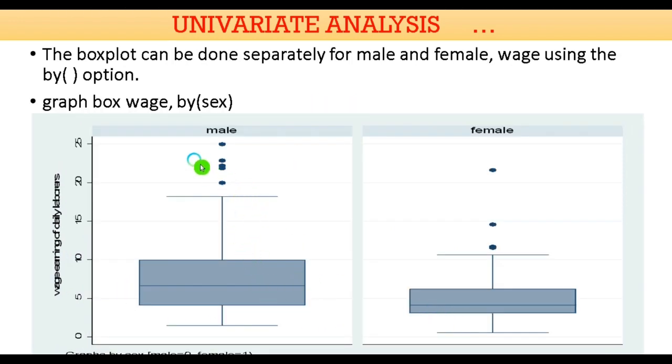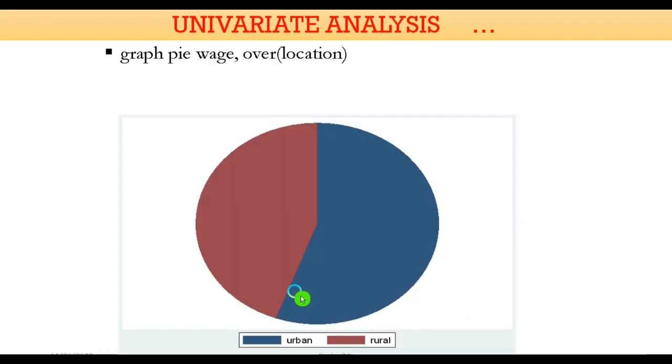Okay, let's see the second one, which is by using some criteria. Graph box of wage by some criteria. I mean, you can say location, or you can say gender. Then compare and contrast those two graphs. There is some difference between them. In the case of female, this one is the lowest in terms of wage earnings. This implies that on average, females got less wage relative to male workers.